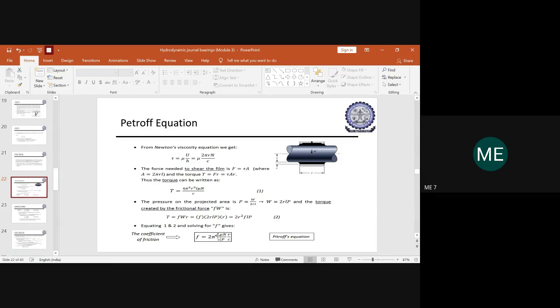Don't write all the numerical aspect here together. You have two bifurcations: mu n by p is different, r by c is different. I'll tell you what it means in the next slide.